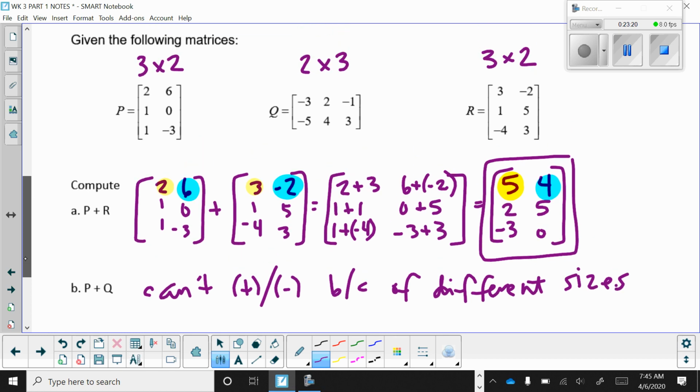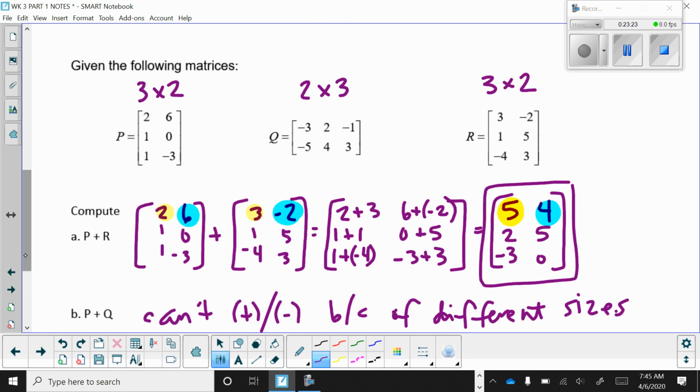Like if you were to just look at P and Q up here, you can find some corresponding positions, right? You can find that they both have a row 1, column 1. They both have row 2, column 2. But when you go to find something to add here, row 3, column 1, there is no row 3, column 1 on matrix Q. So that's why they can't be added. That's why the dimensions have to be exactly the same for adding and subtracting.